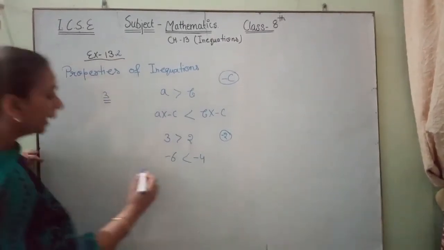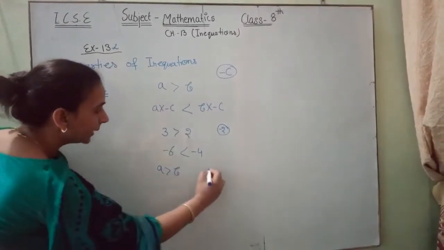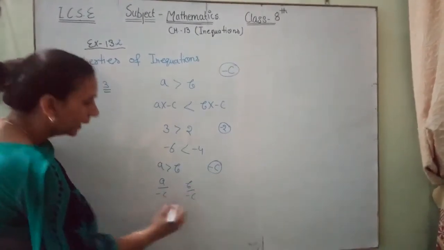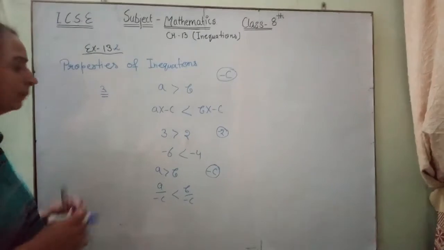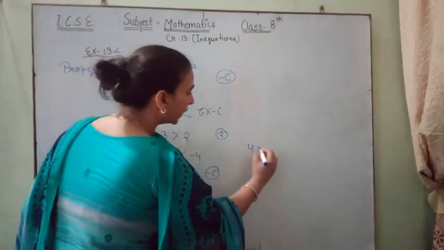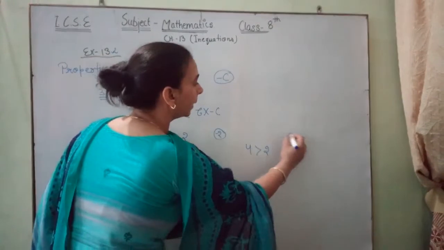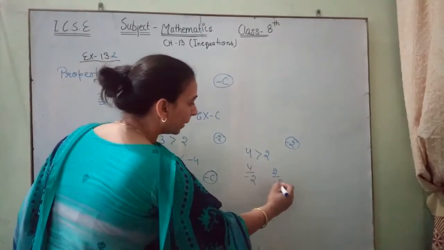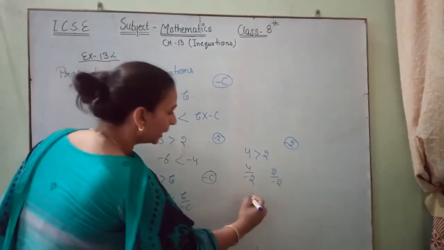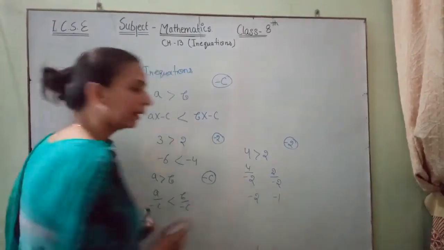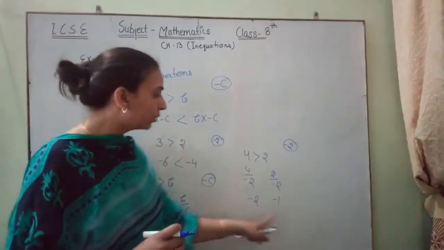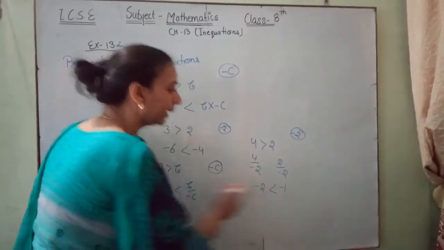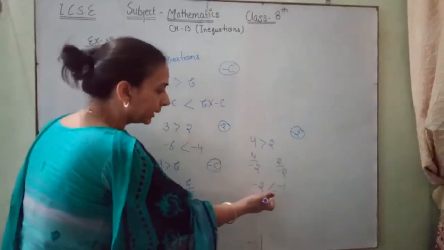Okay? Same, if a greater than b and c is a negative number, if we divide a by minus c and b by minus c, then the sign of inequality changes. For example, we have 4 greater than 2 and we take a negative number minus 2. 4 divided by minus 2 and 2 divided by minus 2. Student, 4 divided by minus 2 is minus 2 and this is minus 1. Which is greater, minus 2 or minus 1? Student, minus 1 is greater. So minus 2 less than minus 1. There was a greater than sign, but now there is a less than.